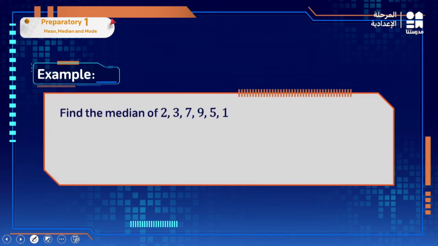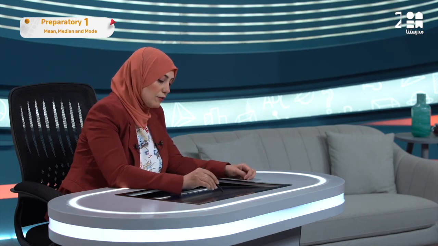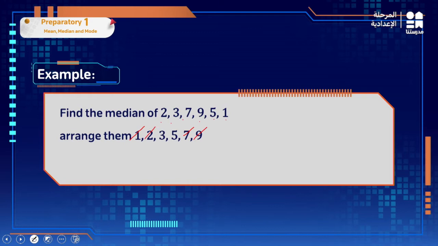Let's order them. Find the median of 2, 3, 7, 9, 5, and 1. I'm going to order them, arrange them. 1, then 2, 3, 5, 7, 9. Okay? Then we have two ways. I'm going to cancel left and right. We got two values in the middle. So we are going to add 3 and 5, divide by 2. Always divide by 2 because we have two values in the middle. So 3 plus 5 is 8, over 2 is 4.